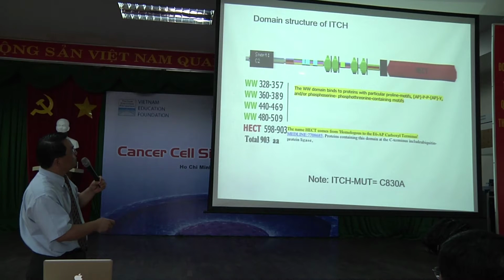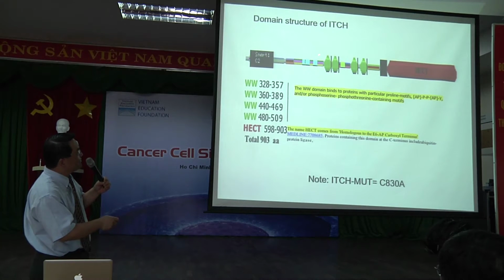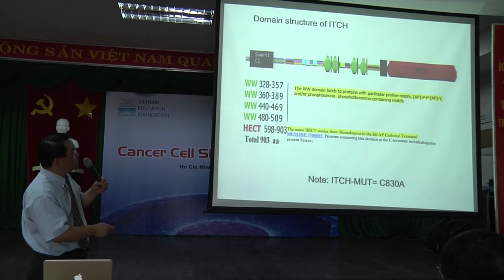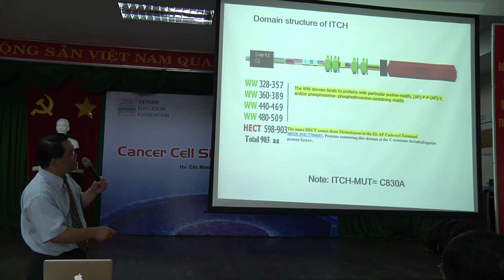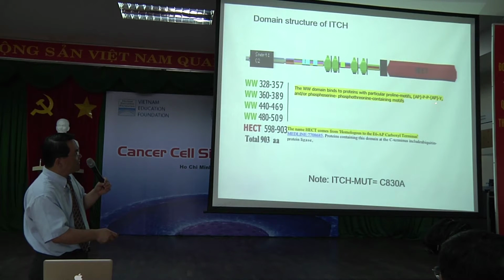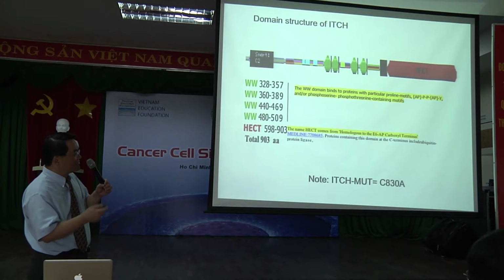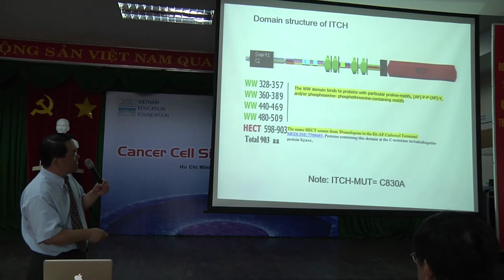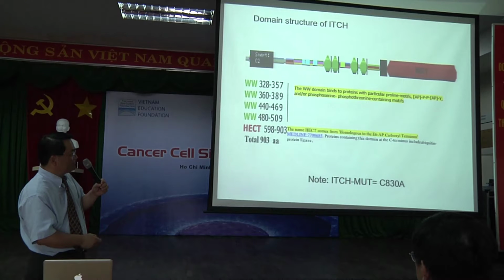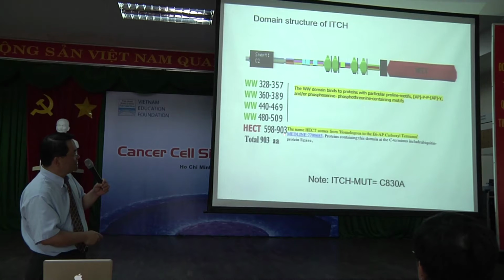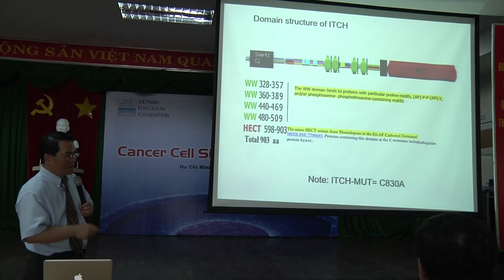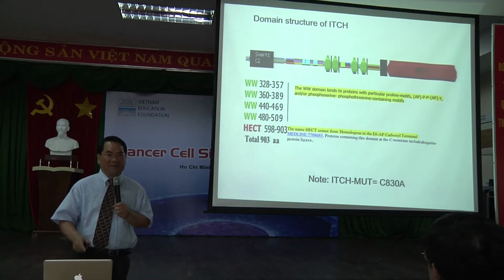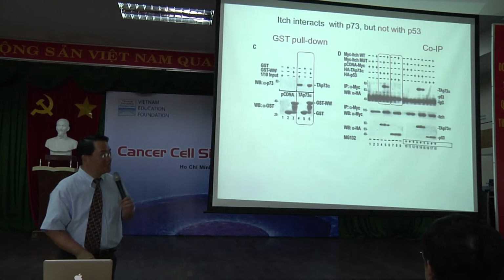This is the Itch, okay? And the WW domain here binds to proteins with a particular proline motif called the PY motif. They will recognize the protein with the PY motif, and then they have the HECT domain. The name HECT domain comes from homologous to the E6-AP C-terminus. It is located in the C-terminal, and they will be able to participate in P73 degradation. Let's take a look.